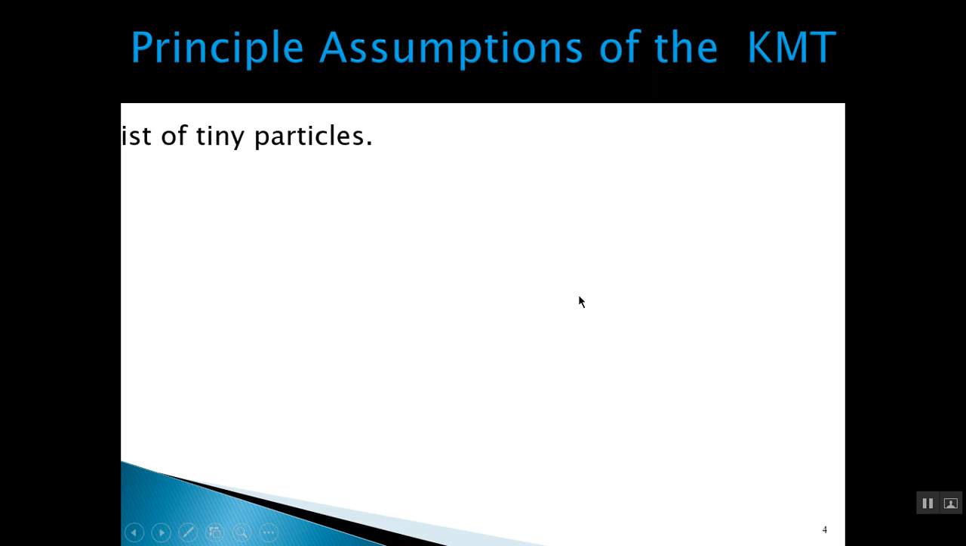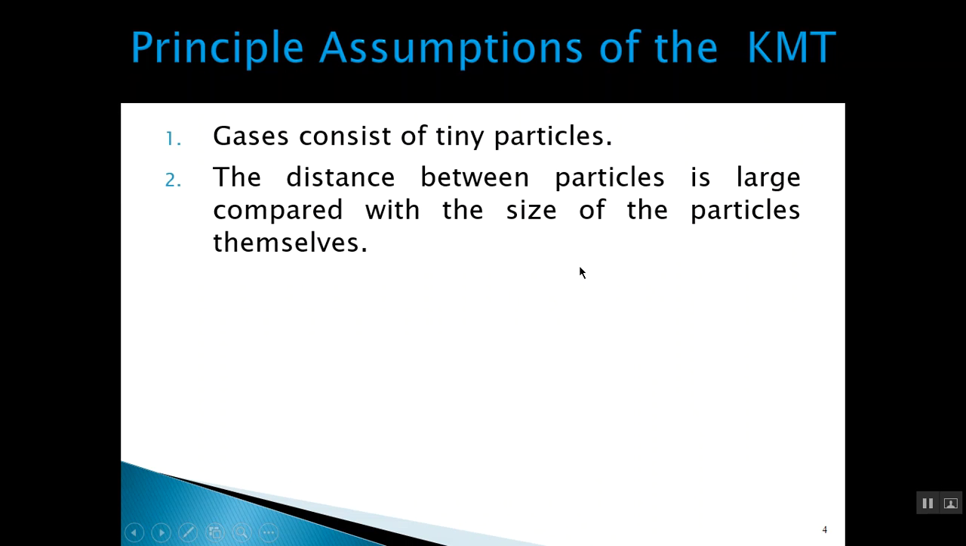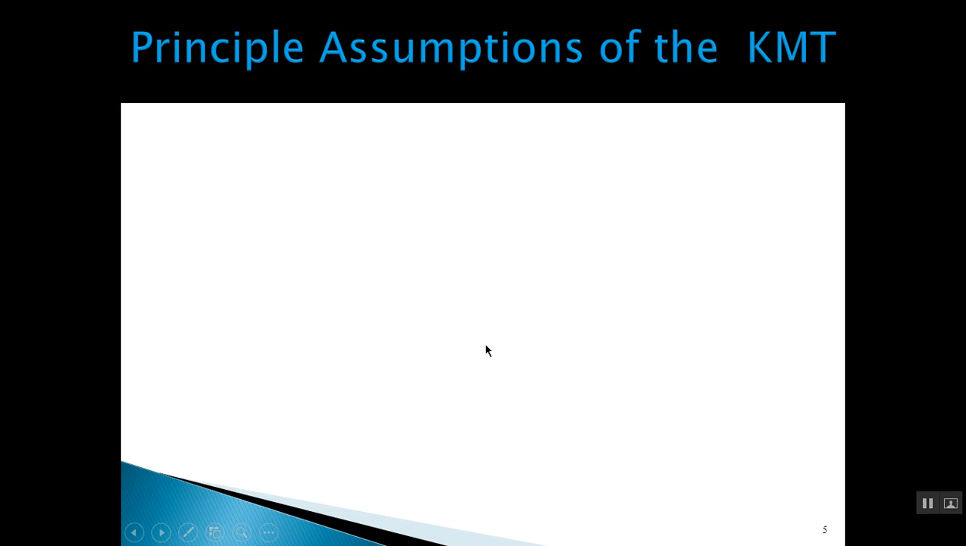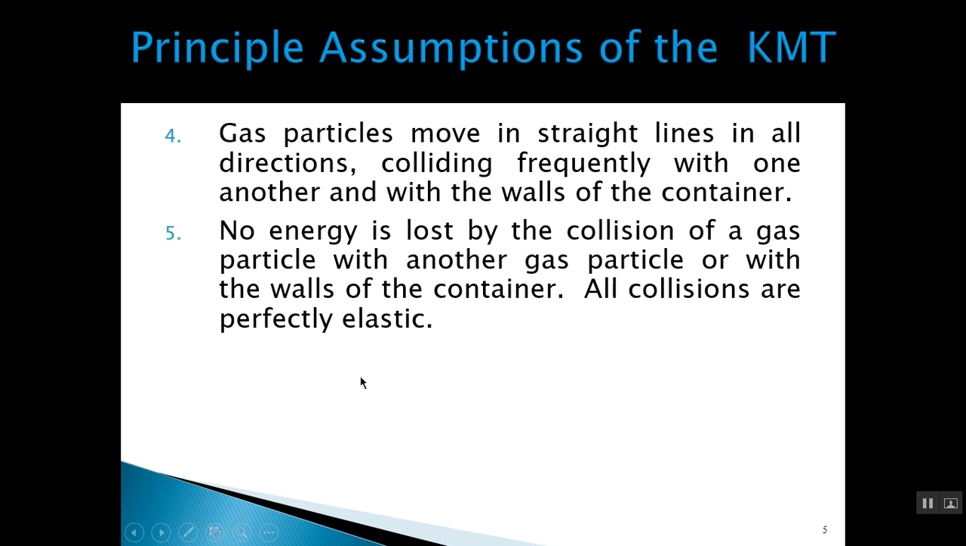So these are the principal assumptions of the kinetic molecular theory. Gases consist of very tiny particles, which are the molecules or atoms, and the distance between these particles is large compared to the size of the particles themselves. These particles have no attraction between each other. The particles move in straight lines, colliding frequently with each other and the walls of the container. No energy is lost by the collision of a gas particle with another gas particle or with the walls of the container. In other words, all the collisions are perfectly elastic.